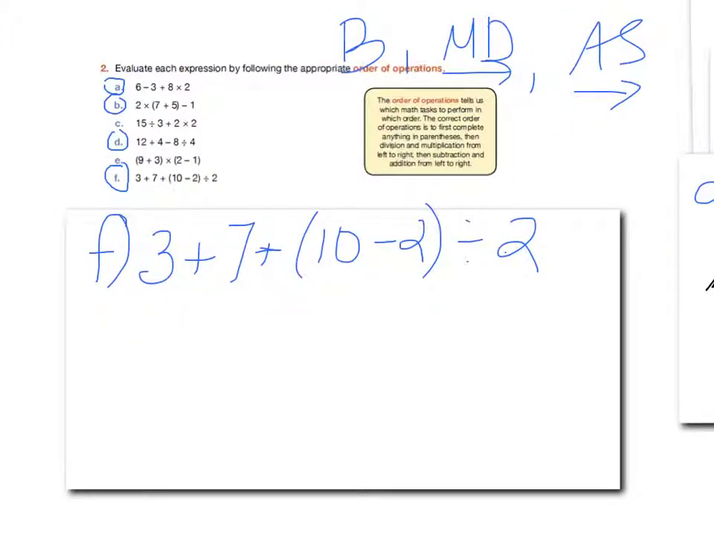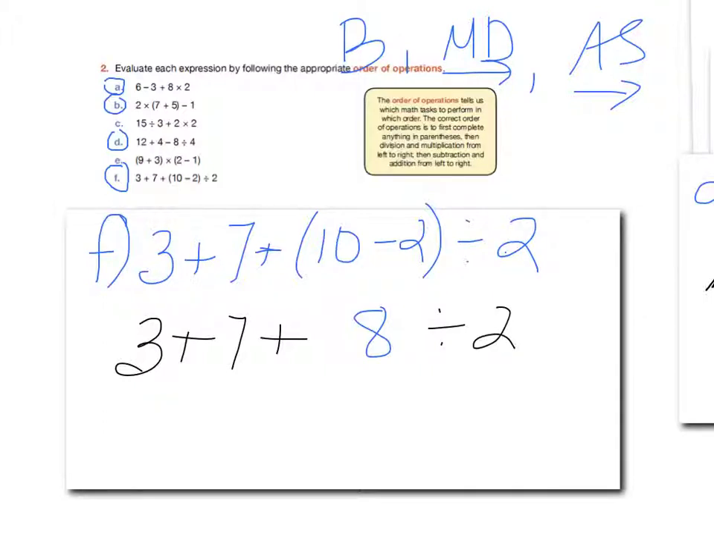All right, last one for our practice, F. So brackets first. 10 minus 2 needs to happen first. 10 minus 2 is 8. Everything else we just bring down. So 3 plus 7 plus, then our 8 fills in, divided by 2. All needs to be brought down.